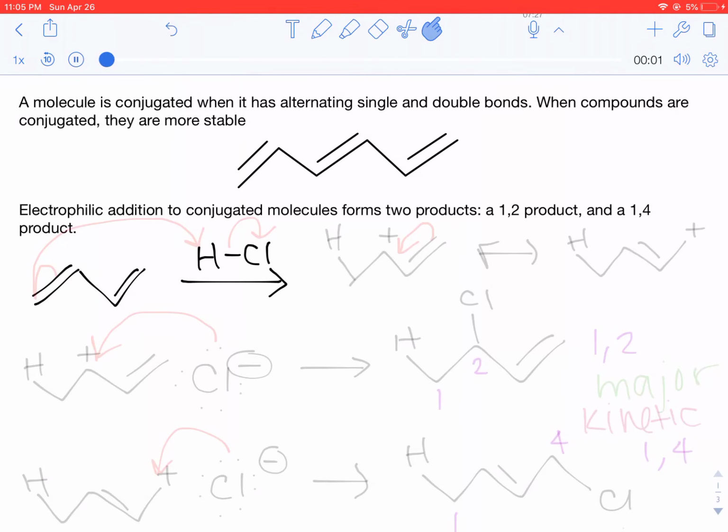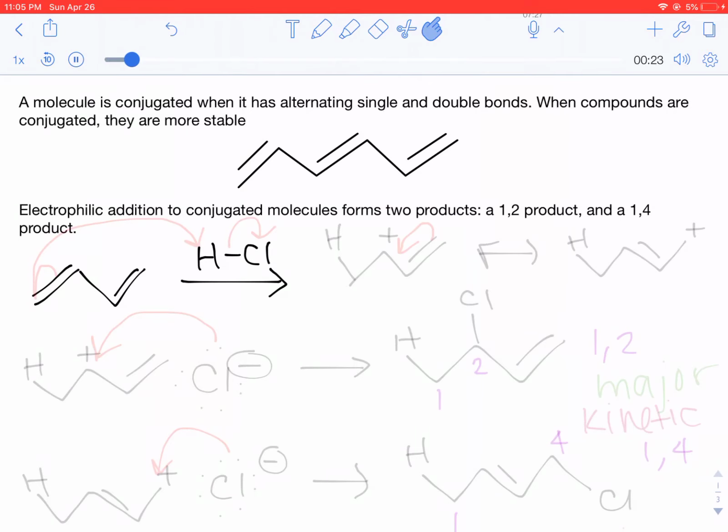Hi guys. So my topic was to draw all the products for an electrophilic addition to conjugated double bonds and to label the major and minor and kinetic and thermodynamic products. A molecule is considered conjugated when it has alternating single and double bonds, so pi and sigma bonds. When compounds are conjugated, they are more stable.